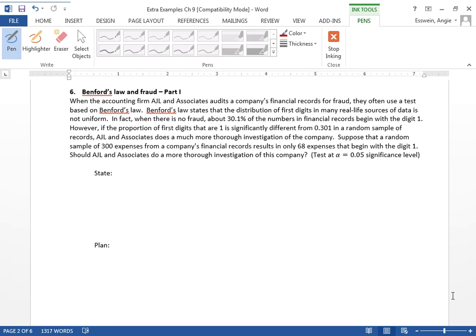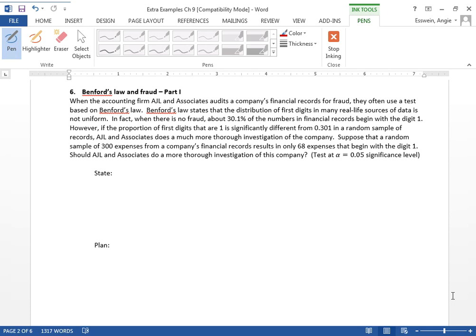So if you're making up numbers for your taxes and you try to evenly distribute, like, oh, this will start with a 6, this will start with a 3, this will start with a 9, and make it an even distribution, you are going to be looked at with suspicion, because about 30% of the numbers should start with the digit 1. So we're trying to figure out if we should be suspicious.